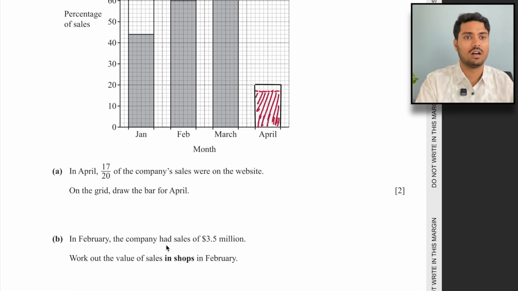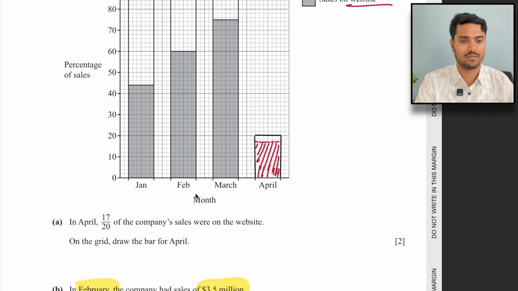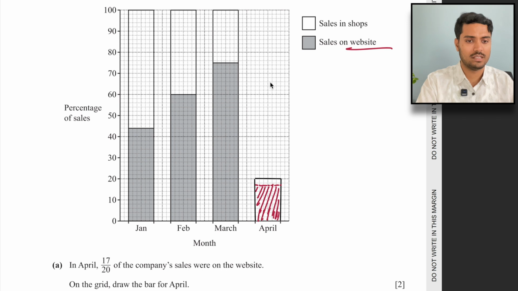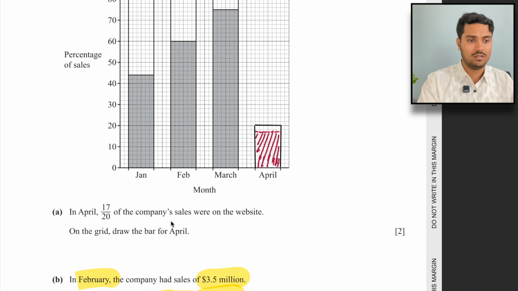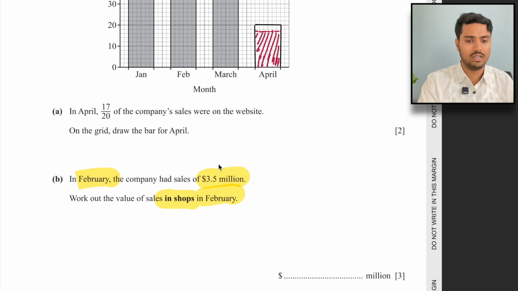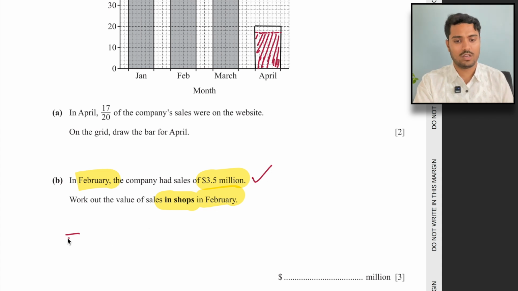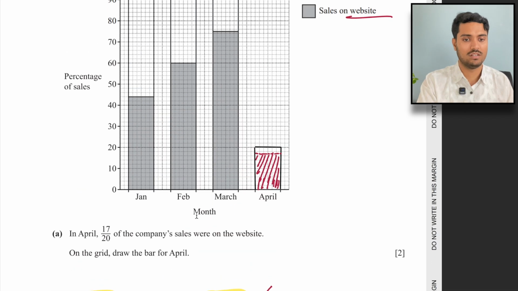Second part, it says in February, the company had sales of 3.5 million. Work out the value of sales in shops in February. So first of all, we have to check like this. In February, the company had sales of 3.5 million. Okay, so we have to find the fraction of sales in the shops in February.